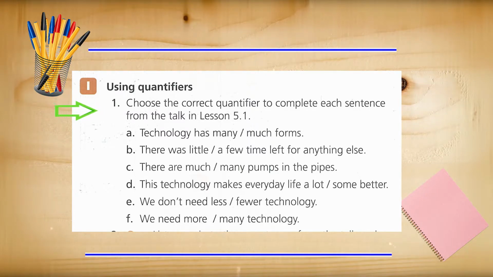Choose the correct quantifier to complete each sentence. A. Technology has many forms. B. There was little time left for anything else. C. There are many bumps in the pipes. D. This technology makes everyday life a lot better.